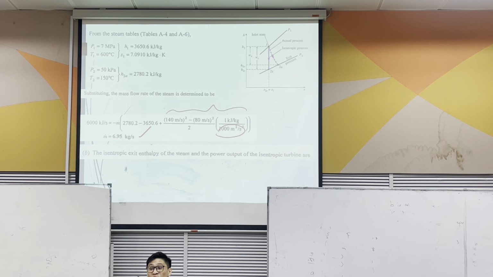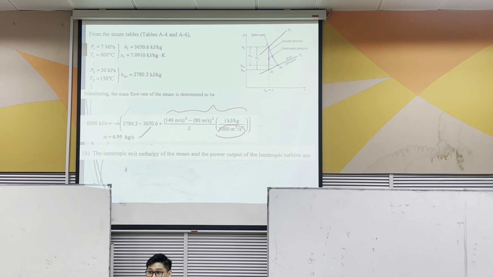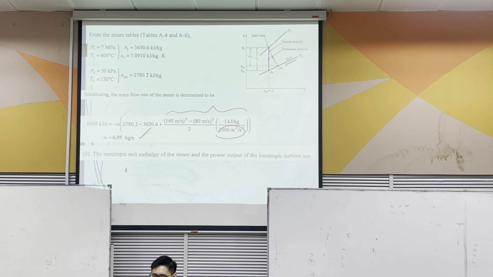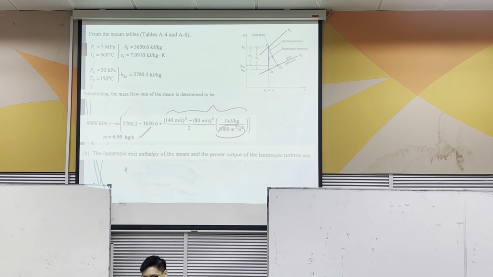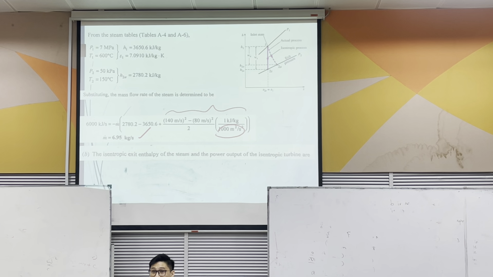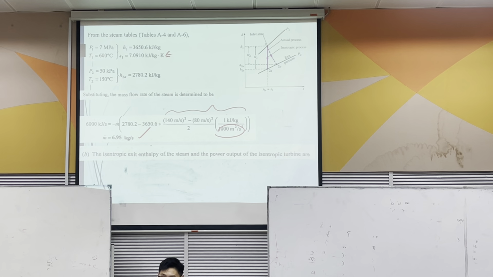To find H2S, you need the state. You need state 2S, then only you can get H2S. Right, the isentropic case. We know that state 2S is when it is an isentropic process, meaning entropy doesn't change. This is also why at first we found this. So once you know S1, okay, this one is the equation.